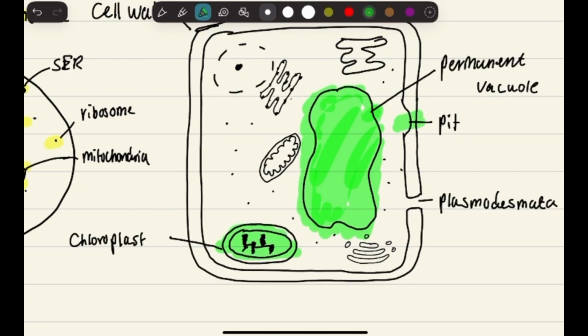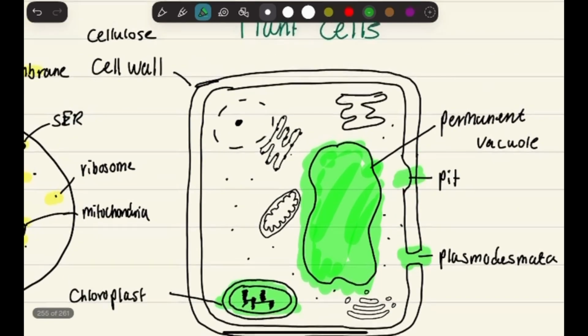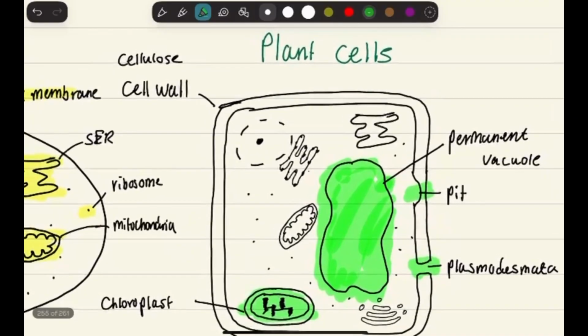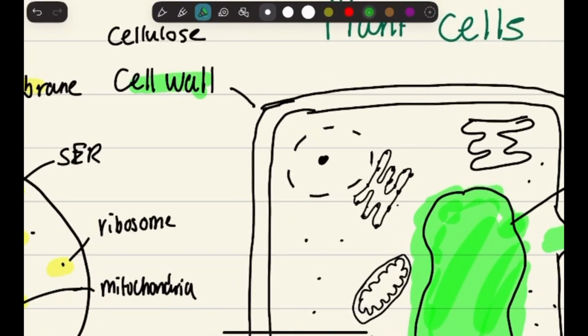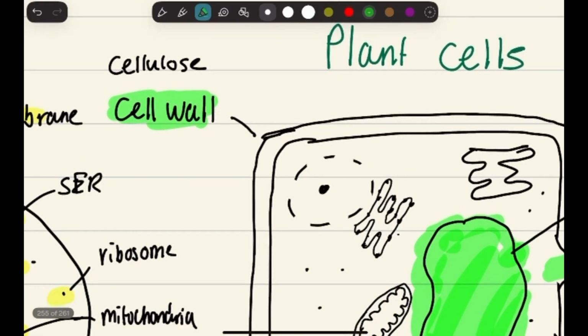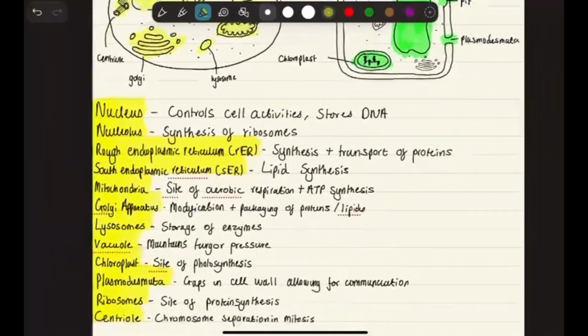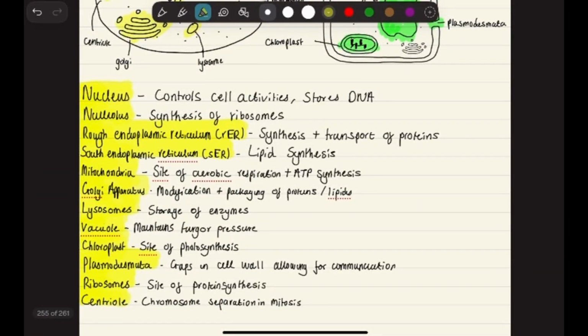You've also got your pits, which are thinning of the cell wall, and plasmodesmata, which are gaps in the cell wall. They carry out pretty much the same function. It's mostly about communicating between cells, like transport, synthesis, etc. Now, your plant cell also has a cell wall. It's an additional layer of security. And you need to know, very importantly, it contains cellulose. Alright, cool. Here are all your definitions. So read through those, get them down, memorize them. Very, very important. Just pause the video.